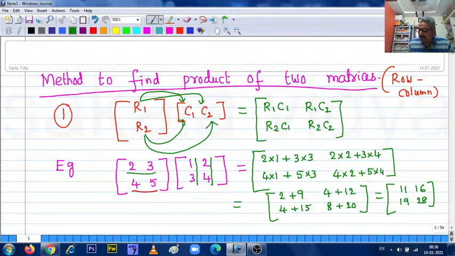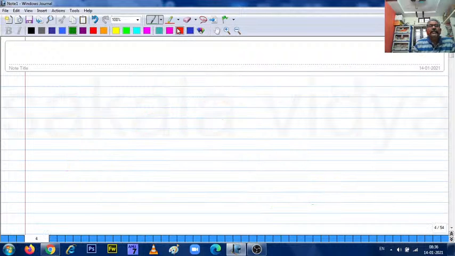This is the shortcut for multiplication. Wait, now we just started. Now go for the second example.